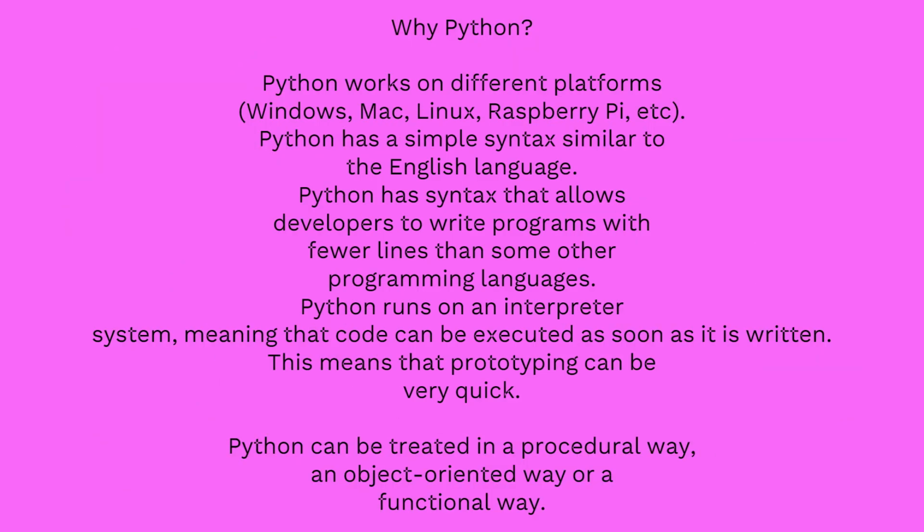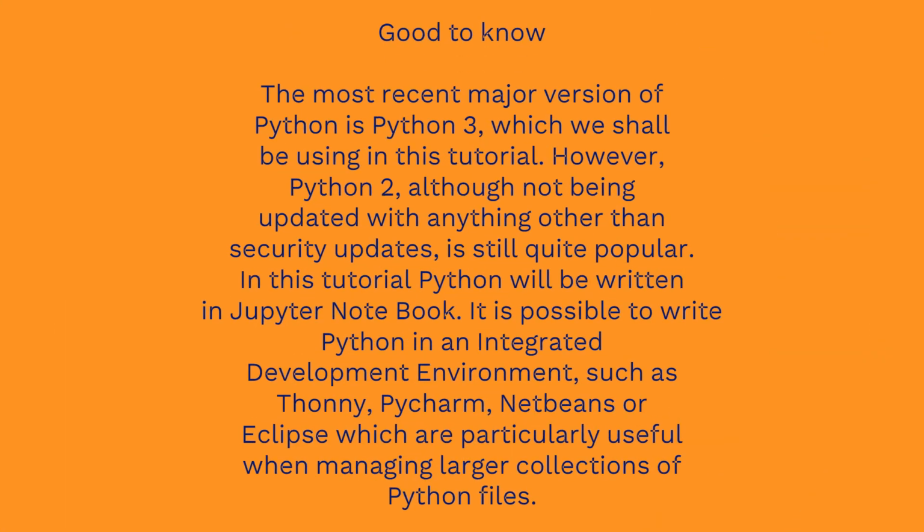Why Python? Python works on different platforms, that is Windows, Mac, Linux, Raspberry Pi, etc. Python has a simple syntax similar to the English language. Python has a syntax that allows a developer to write programs with fewer lines than some other programming languages. Python runs on an interpreter system, meaning the code can be executed as soon as it is written. This means that prototyping can be very quick. Python can be treated in a procedural way, an object-oriented way, or a functional way.